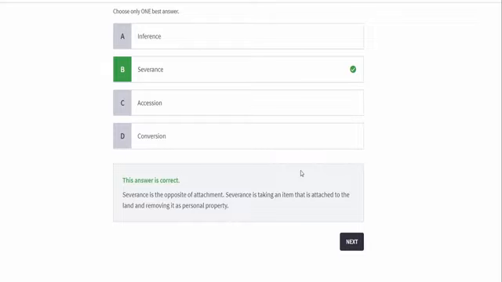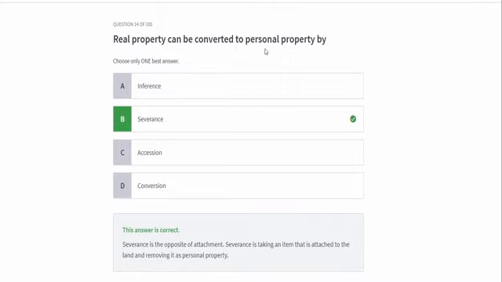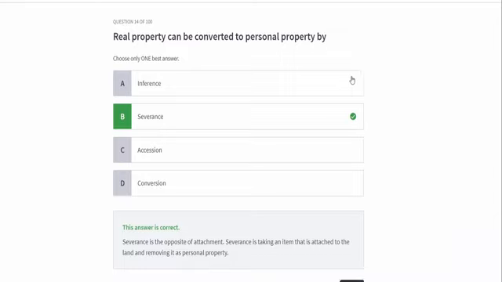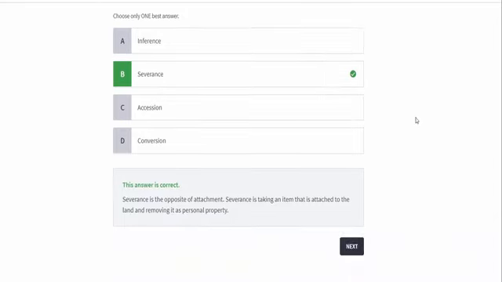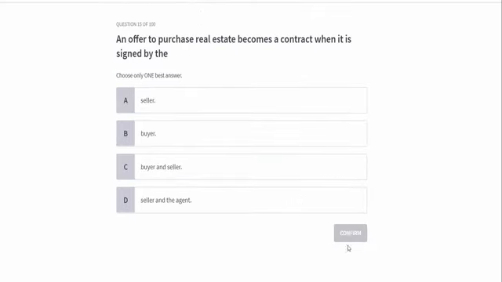But yeah, so severance is the opposite of attachment, as I discussed earlier. I think that's a great way of remembering it, because obviously attachment is when personal property is converted to real property. So the opposite of that is severance. You're severing something. Again, severance is taking an item that is attached to the land and removing it as personal property. So be familiar with that and you'll be good to go come exam day. All right, next question. Question 15.